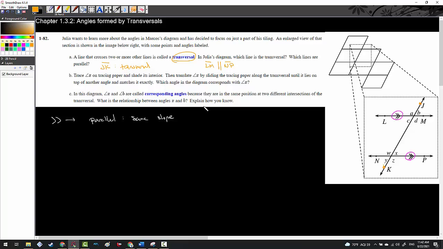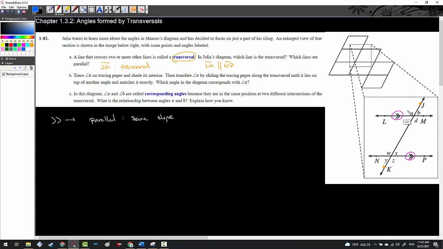Now, when a transversal cuts through parallel lines, a very special relationship is created. They're asking you to trace angle X. So here, you're supposed to use patty paper and trace angle X, and then slide that angle on top of another one. I'm going to highlight this in blue. You're supposed to slide angle X on top of angle B.